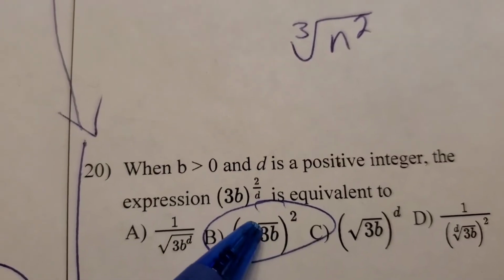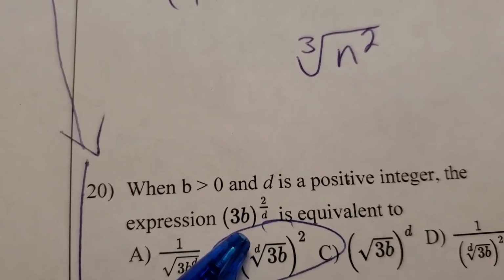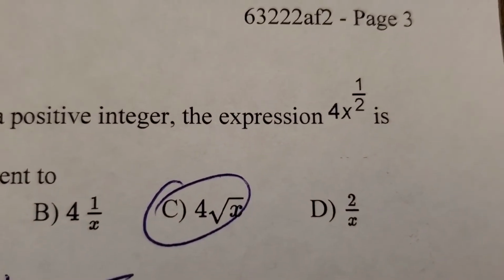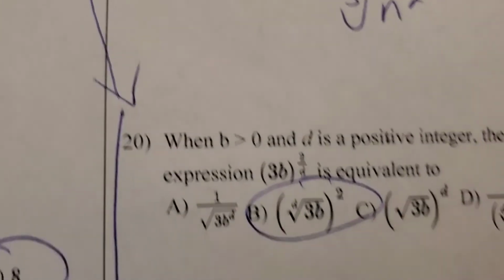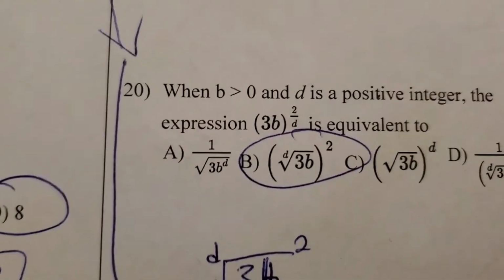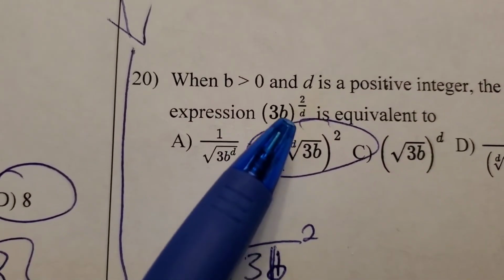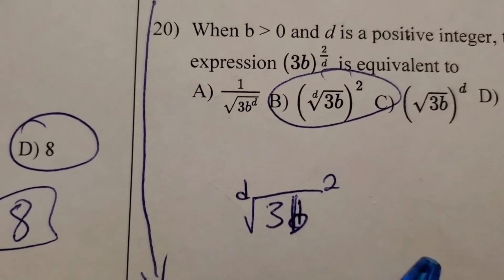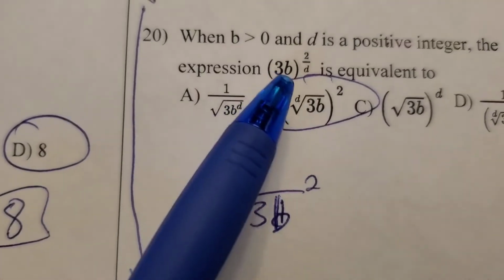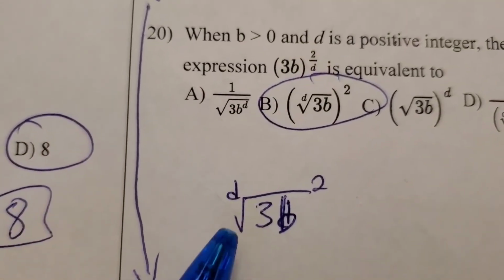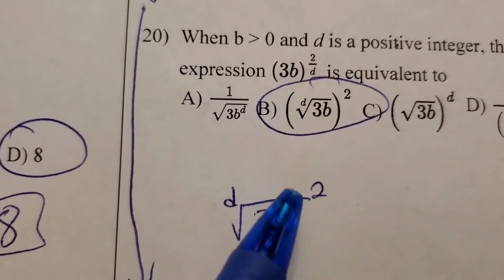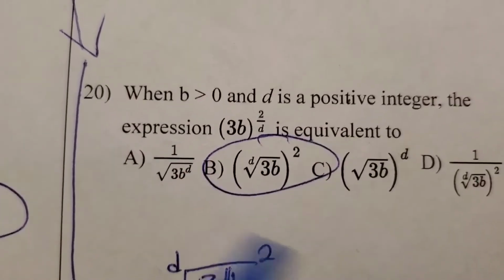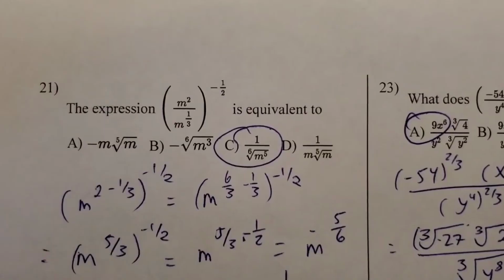For number 20, now you can see what I'm talking about. Here, we have 3b in parentheses being raised to 2 over d. Up top, we didn't have it in parentheses. It was just the x. The 4 was not part of it. But here it's in parentheses. So that 3b, that whole expression, is being raised to the 2 over d power. So we put the 3b under the radical. That's our radicand. The d is our denominator, so it becomes the index. And then that 2 of the numerator is squared. And remember, it can go either inside or outside, but it's not written inside. So that's why the answer is B.